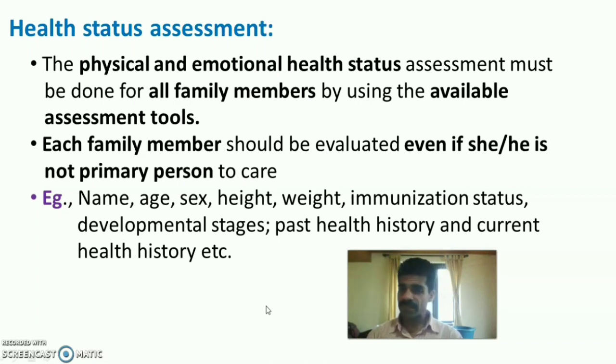Then, health status assessment includes name of the family members, age, sex, height, weight, immunization status of the family members, especially under-5 children and pregnant women, and even adolescents, then developmental stages of the under-5 child, then past health history and current health history of the family members, etc. All of these come under health status assessment of all the family members.